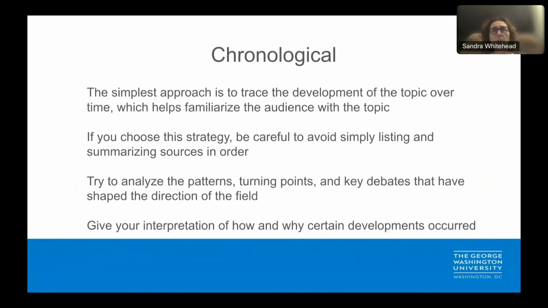If you're using the chronological method, think about the movements in urban planning and how your topic has evolved through those movements. So if we're thinking about brownfields, for example, that started out as only looking at economic development, and then it has moved over time to including some health outcomes. And over the last 10 years, it's really started to focus on equity and public health in the outcomes and not just economic outcomes. So think about the key debates and the turning points, and give your interpretation of why these developments occurred and why this was a turning point.